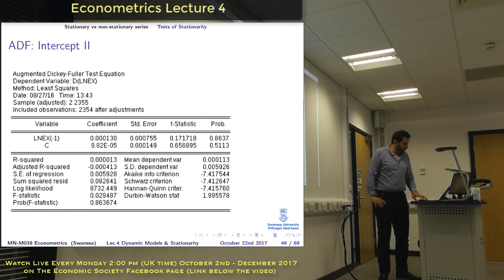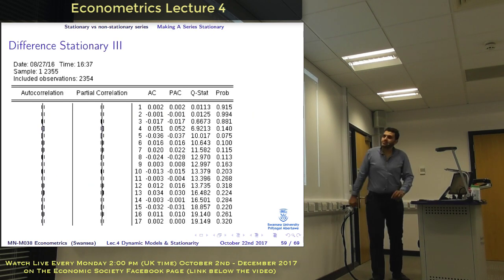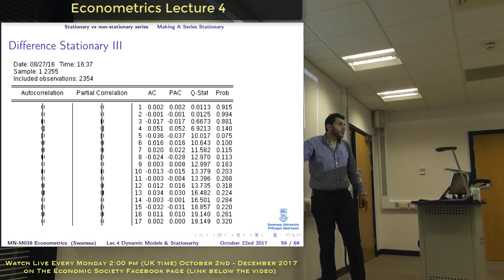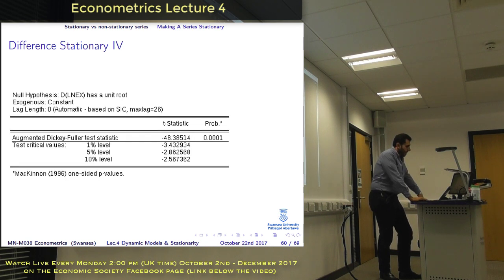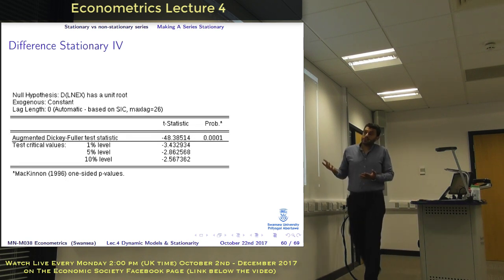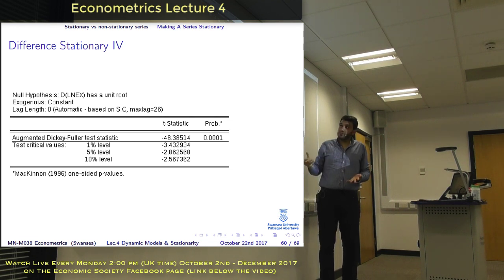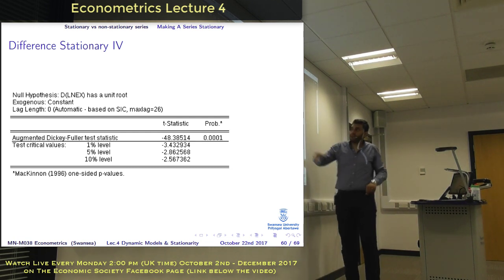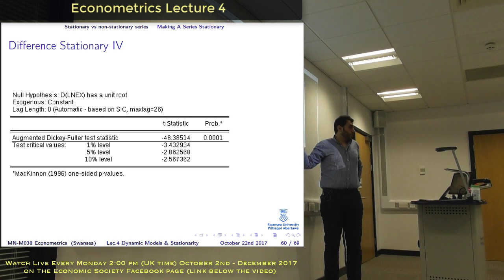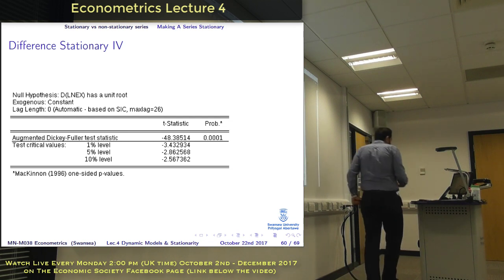If you compare this to this one, you'll see it's getting smaller, it decays very, very quickly. Again, we do the test. So this is the unit root test for the first difference of the exchange rate series. And what we have here, we reject the null hypothesis, meaning now it becomes stationary. So it was a non-stationary series.